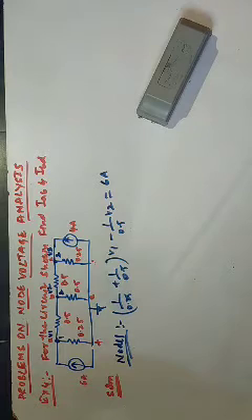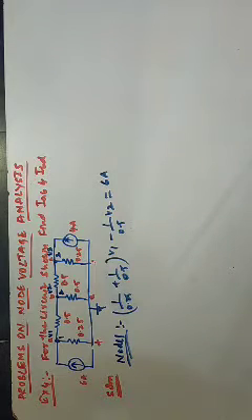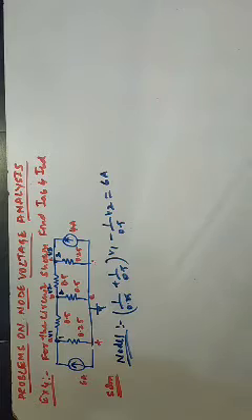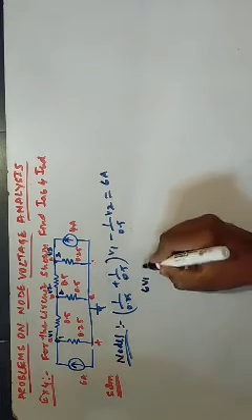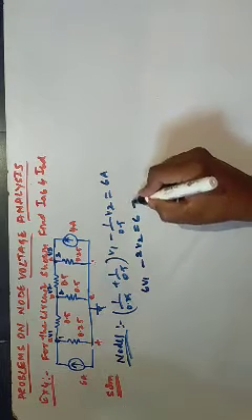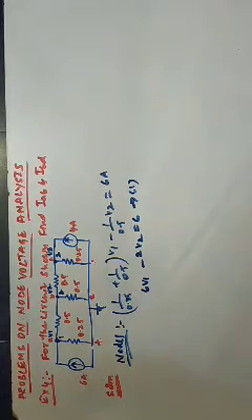Okay, this can be written as 6V1 minus 2V2 is equal to 6, and this is equation number 1.